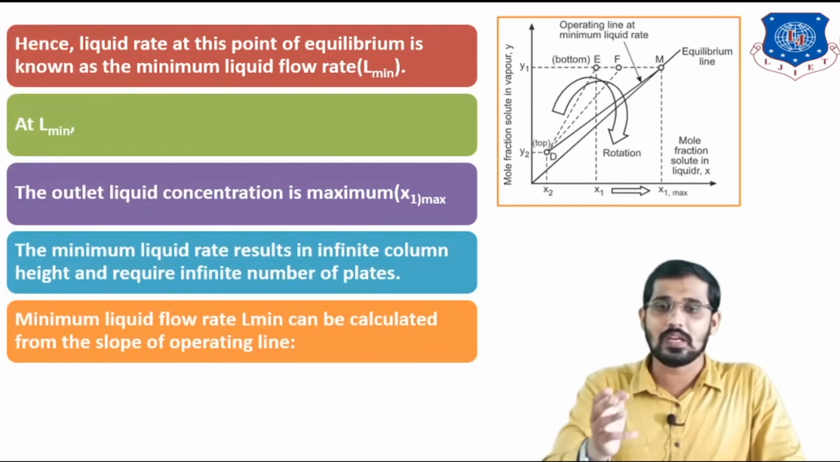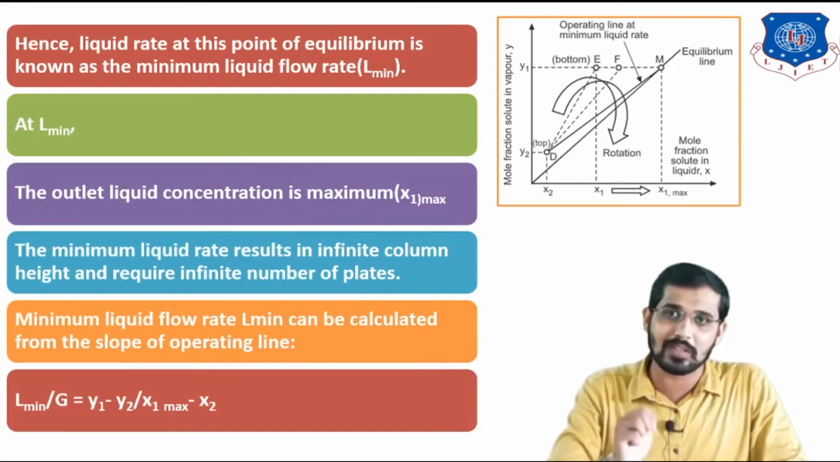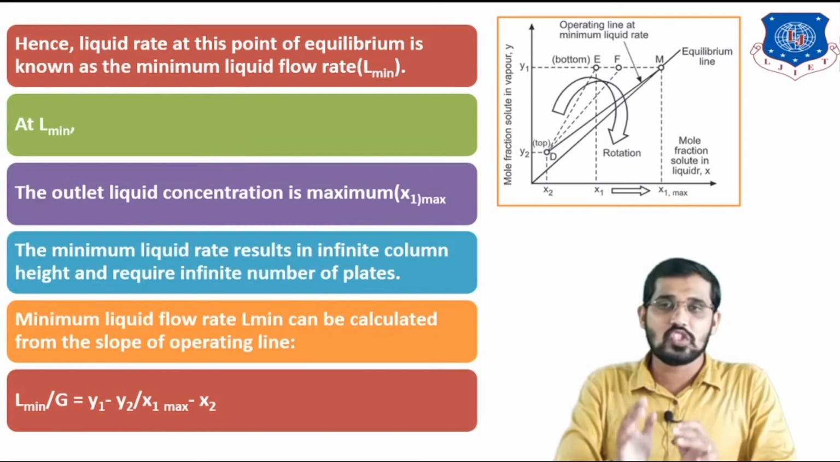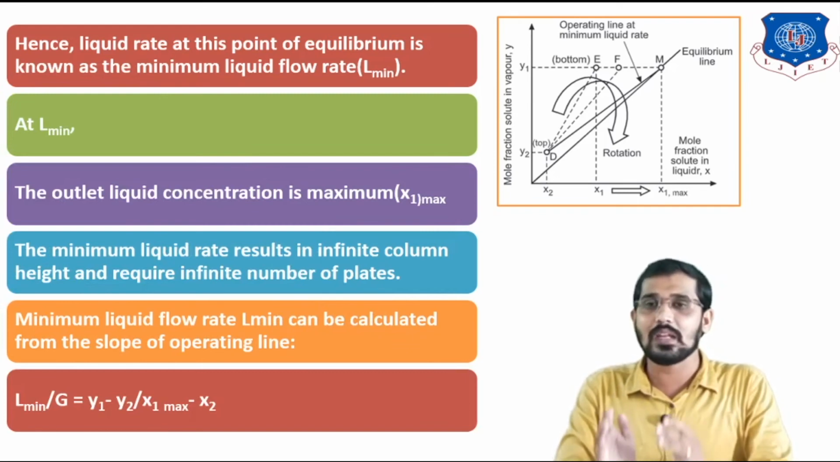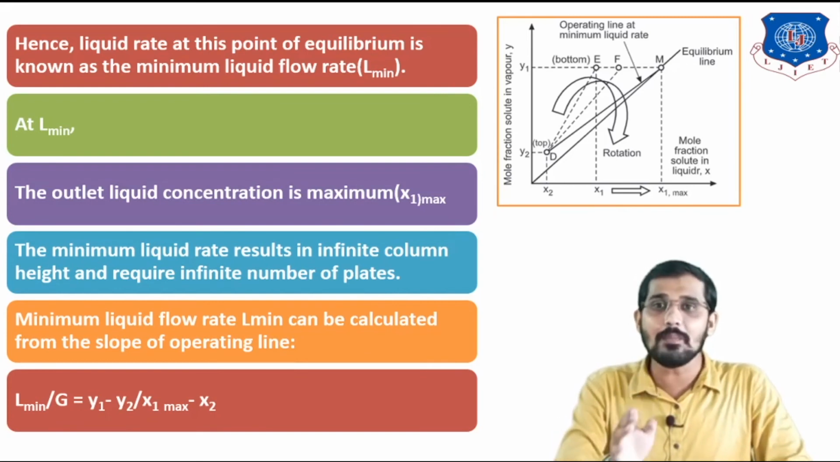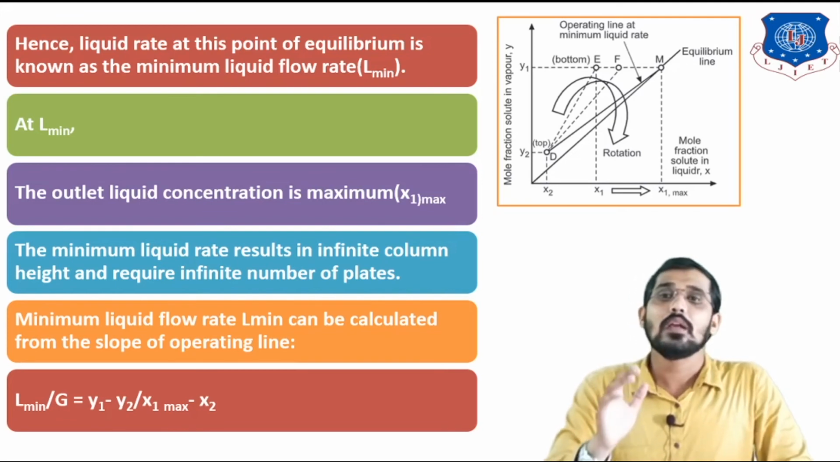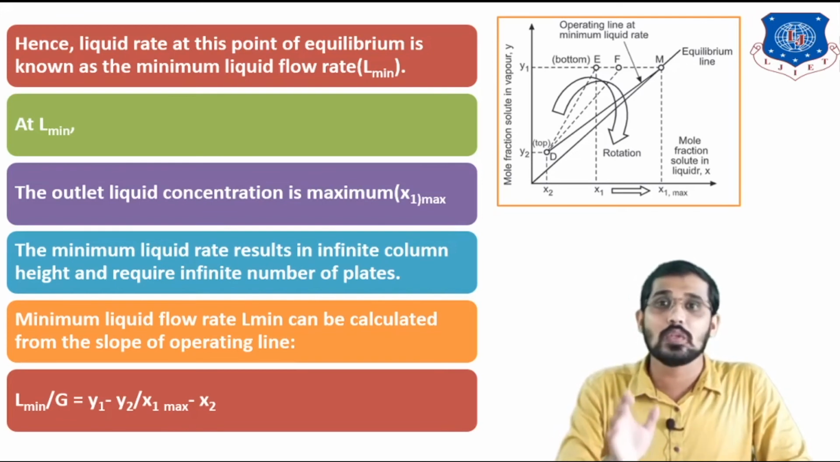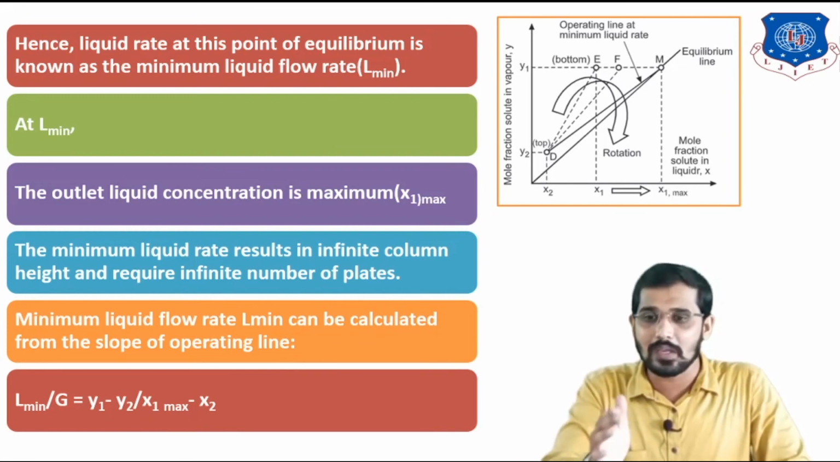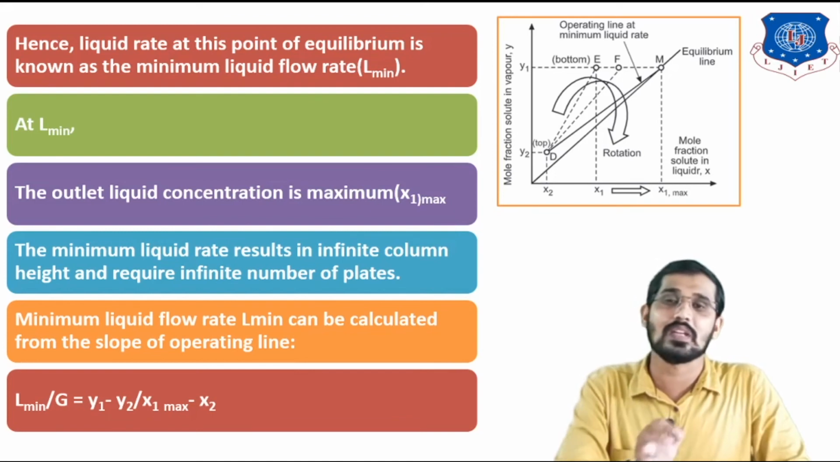So you can see here that will require an infinite number of plates, and the minimum liquid flow rate, L minimum, can be calculated by this formula you can see on the screen. L by G is nothing but slope, and we know that slope is calculated by delta y divided by delta x. So you can see in this figure I can calculate L minimum by G. I can calculate the minimum liquid to gas ratio, L minimum by G, by using this formula: y1 minus y2 divided by x1 max minus x2.